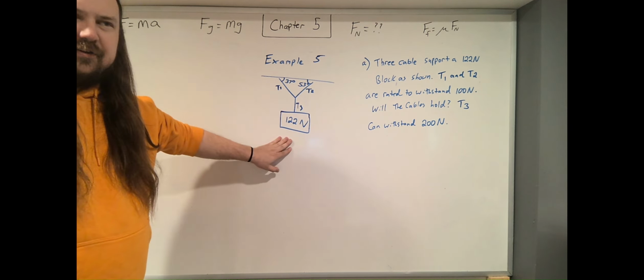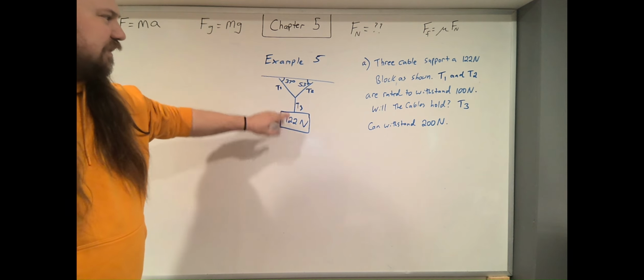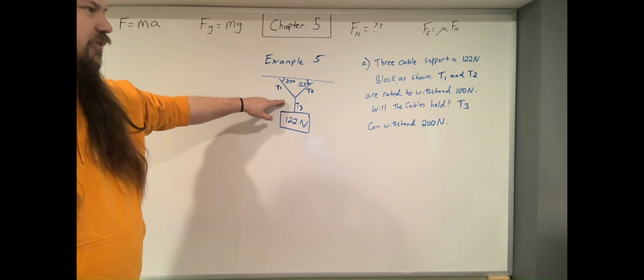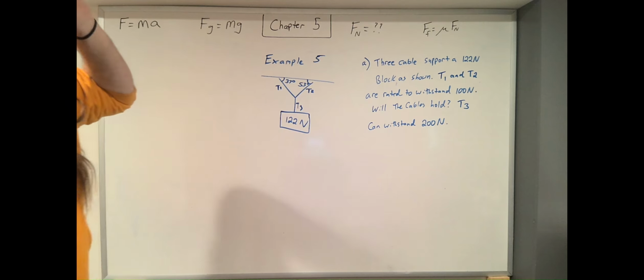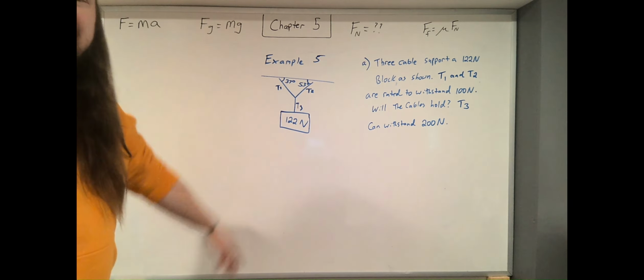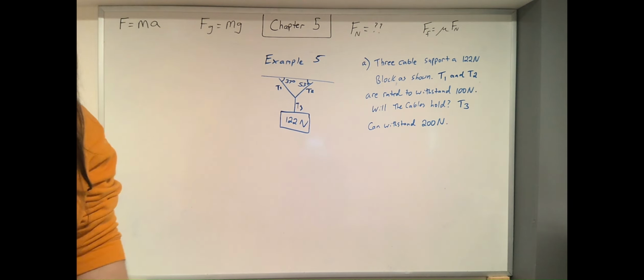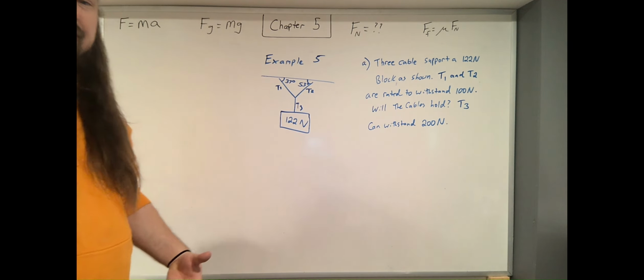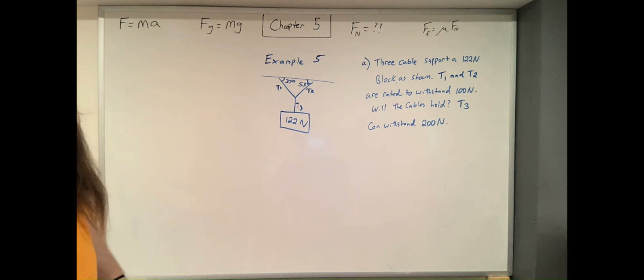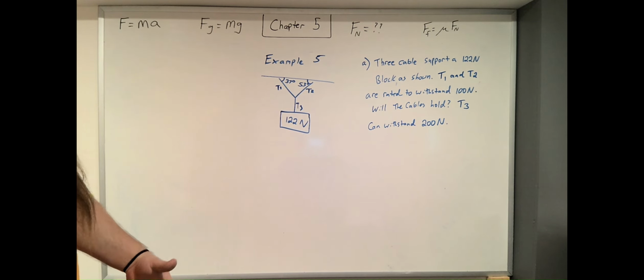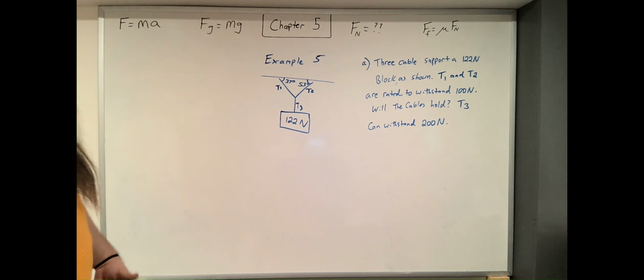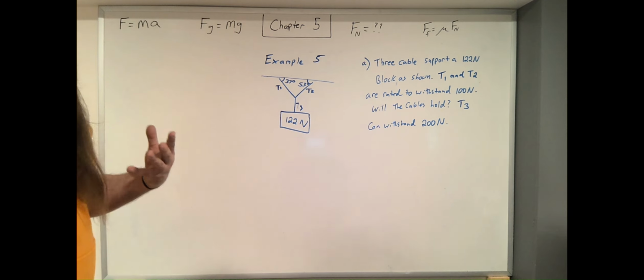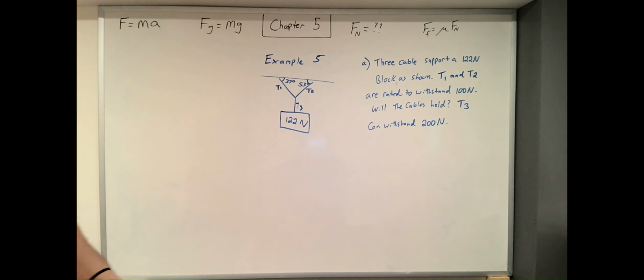We see the block is 122. It also says T3, this cable, can support 200 newtons. And the question is, will the cables hold? Will they break? Is the rating high enough? So what we really need to do is find the tension in all 3 cables. I need T1, T2 to see if they're less than 100. And then I need T3 to see if it's less than 200. Okay, so we do need to know all 3 of the tensions.